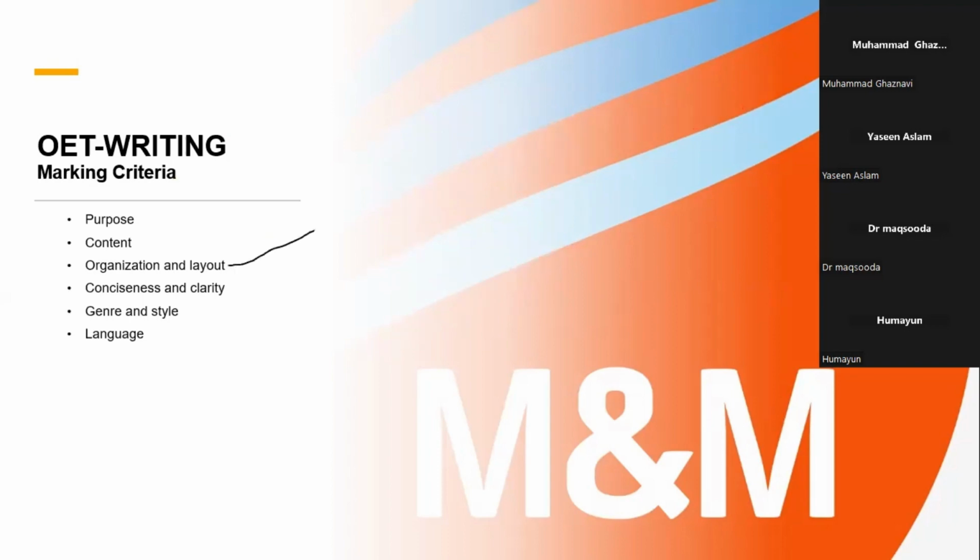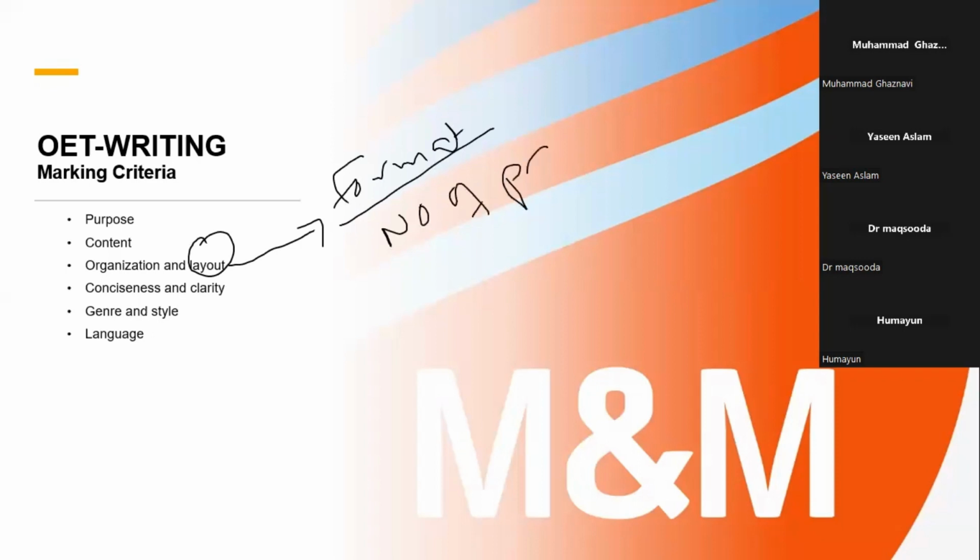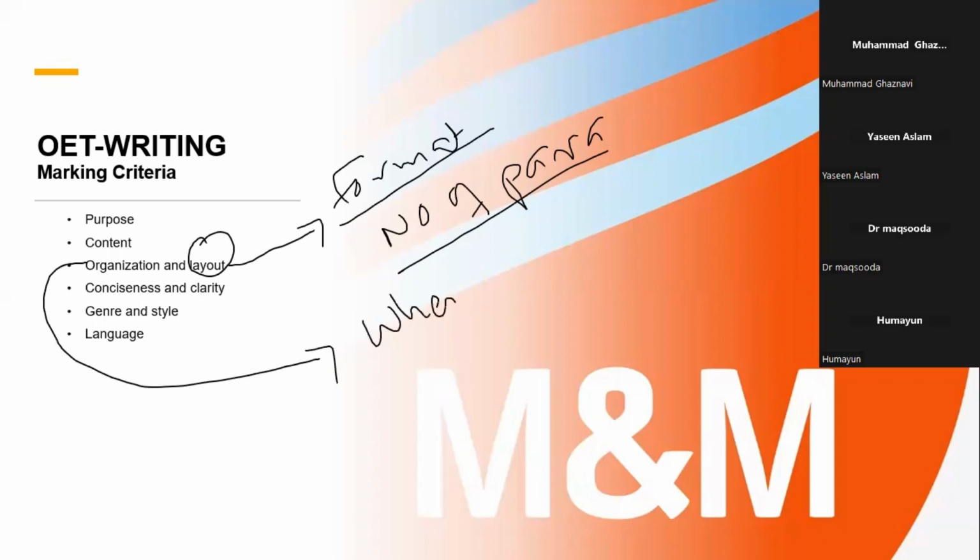Afterward, we have organization and layout. The layout part means your formatting, which includes your number of paragraphs, for example, or how you would write the paragraphs. It should be left justified with one line left between the paragraphs. Then how to write the address and salutations comes under the layout. Now organization itself is a deeper criterion. Organization means, in simple words, where to write which thing.